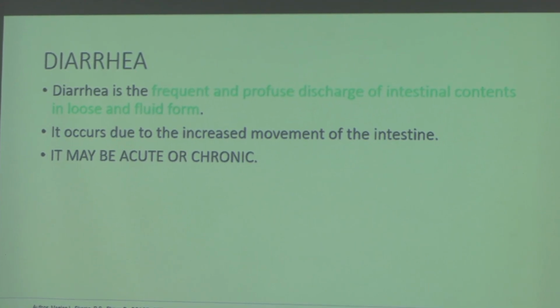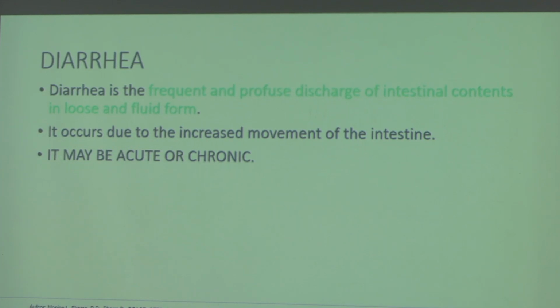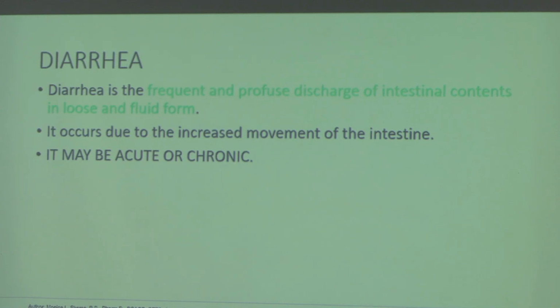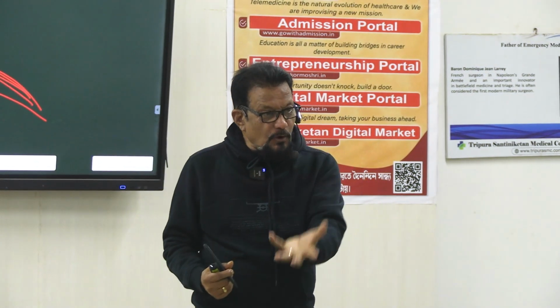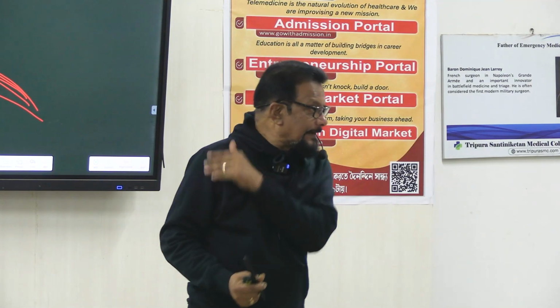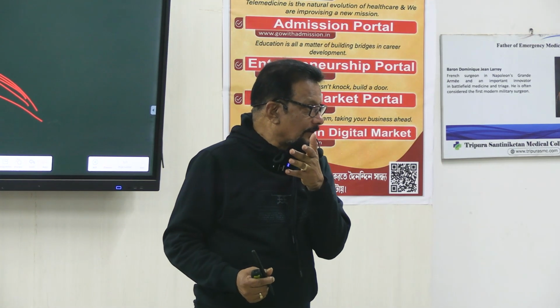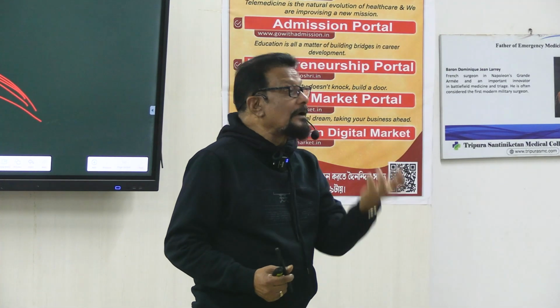Why does it occur? Because of rapid movement of the intestine. When there is rapid peristalsis, rapid movement of intestine, there is less scope of absorption and less scope of digestion, less time. It is passing the food rapidly. So there is less time for digestion, less time for absorption, particularly of fluid.